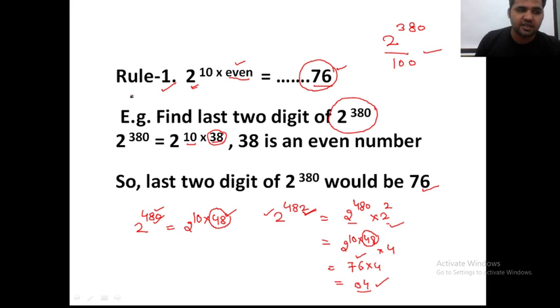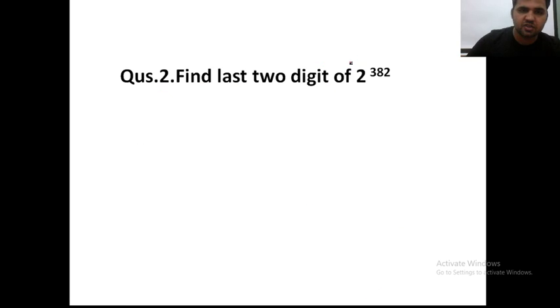Rule number 1 states that any number which can be represented as 2 raised to power 10 into an even number will always end with 76 as its last two digits. Anyone having a doubt, please ask in the comment section. So I'm moving to the next question based on this concept that you are supposed to solve.